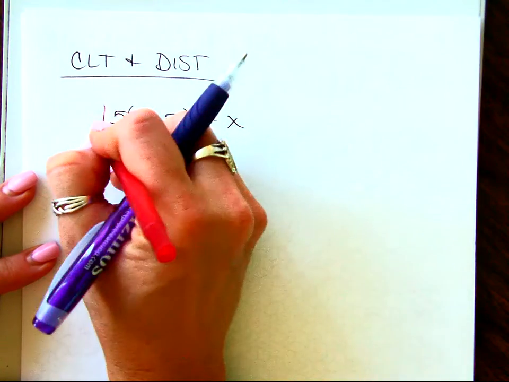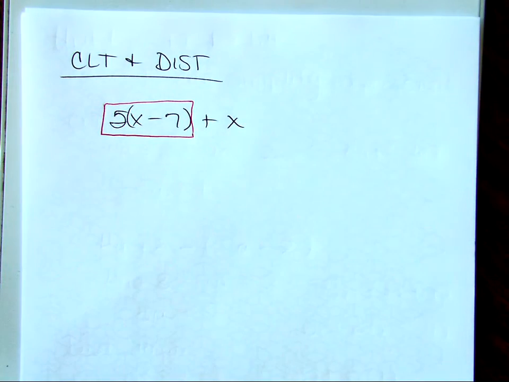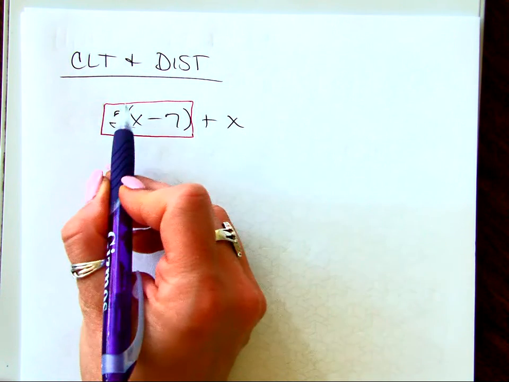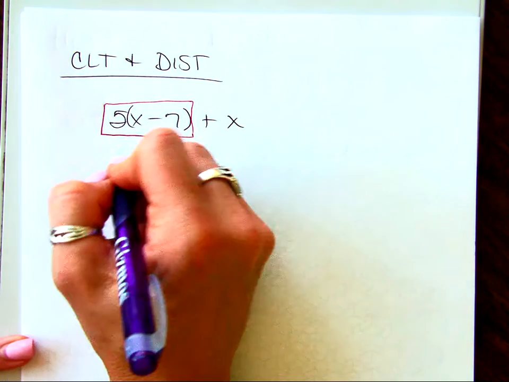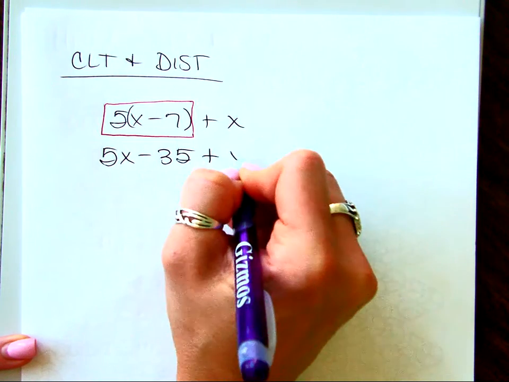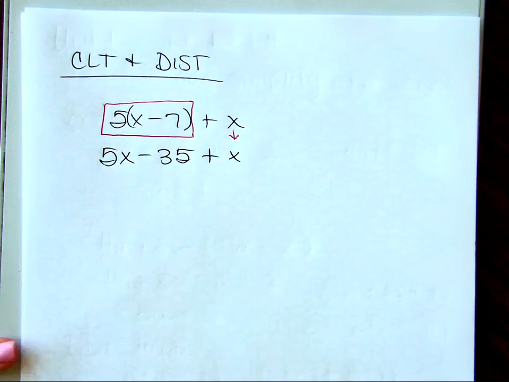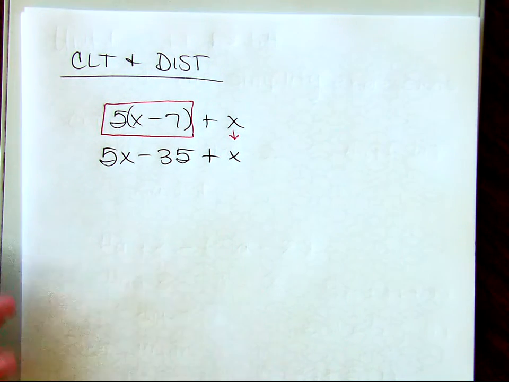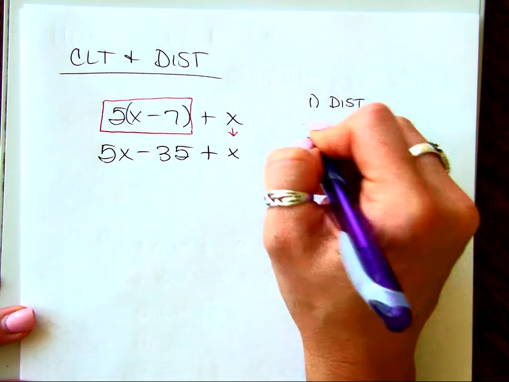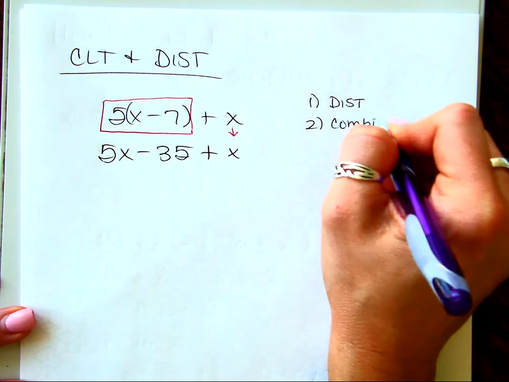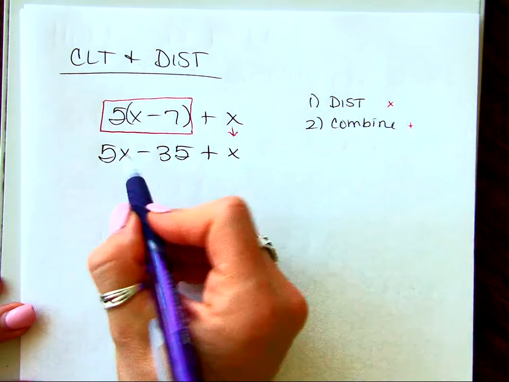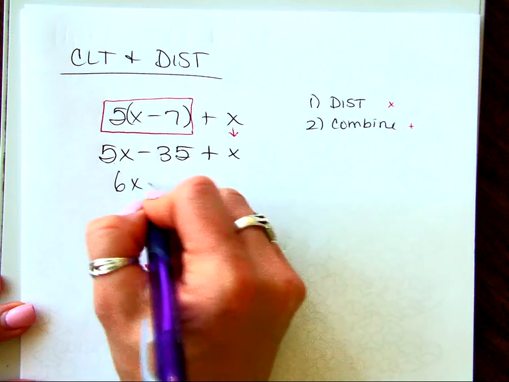So I had my kids put a box around the main first thing that you need to do. What that is, you're going to distribute: you're going to find the parentheses, and you're going to include in that box the number that needs to be distributed. Then everything else that's not in that first step gets brought down, recopied, kind of like an order of operations problem would. Now that I distributed, I go to combine. Distribute means multiply, combine means add. So now I have 5x plus 1x, which is 6x minus 35. That was a pretty easy one.